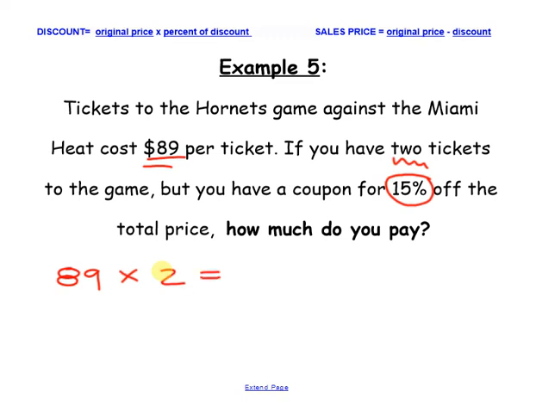89 times 2 is going to be 178. Now I can go ahead and calculate my discount. So I have 178 times, I have my 15% here. I have to move the decimal point back. So times 0.15 equals. So go ahead and calculate that.